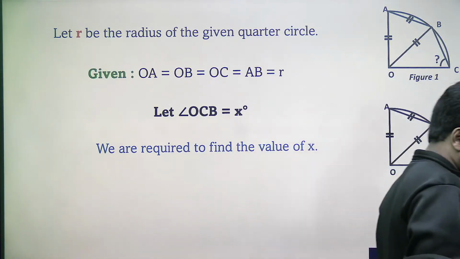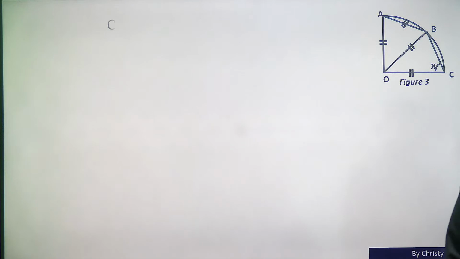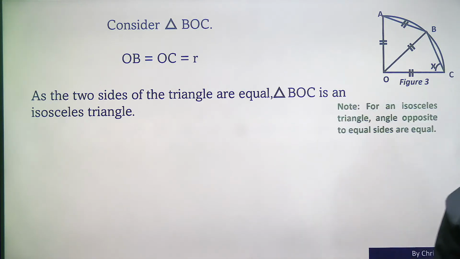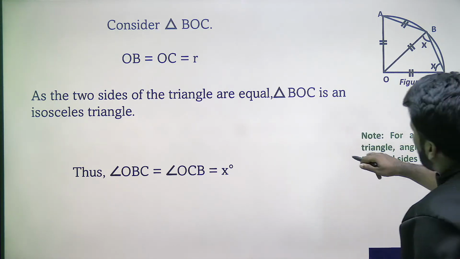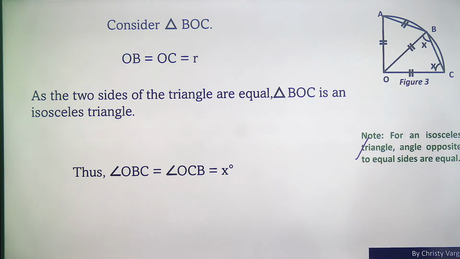This is more explanation of it. If there is any doubt, please ask. This was the latest NET exam problem. This is the property we used. Isosceles triangle ka angle opposite to equal sides are equal.